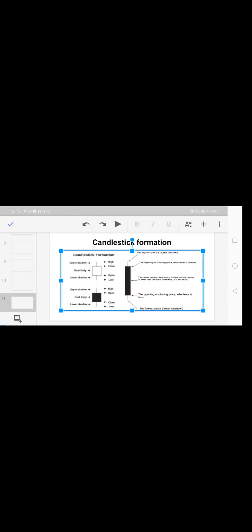Okay, the bigger the candlestick, the higher the volatility. The smaller the candlestick, or the shorter the candlestick, the smaller the volatility. Okay, let's move on. We have trends.